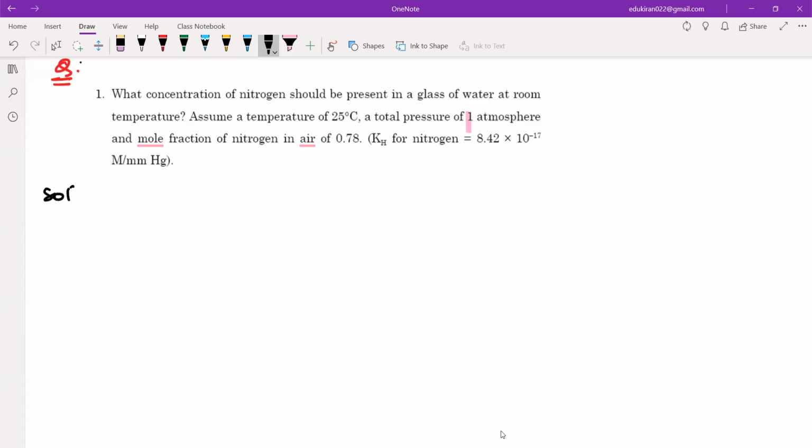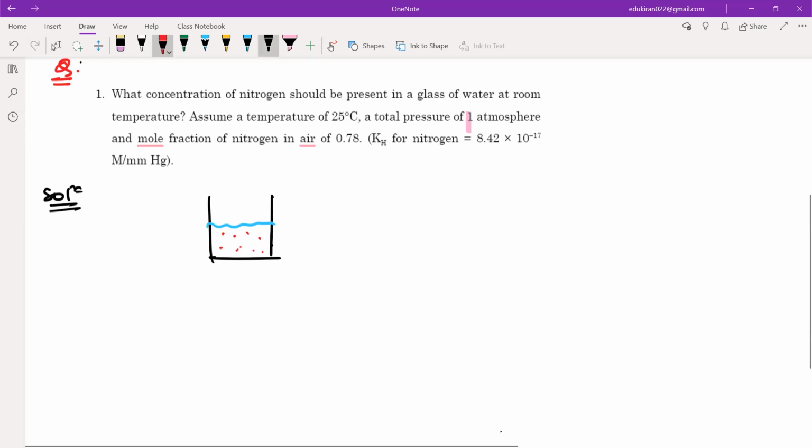Why? First of all, they are saying that here there is some kind of solvent in which we have added nitrogen. Okay, what is the concentration of nitrogen that should be present in the glass of water at room temperature? Room temperature में है, in that we have added nitrogen. Assume the temperature of 25 degrees Celsius and total pressure. Now the total pressure, total pressure कितना होता है? If you don't have anything, it is equal to 1 atm, right?